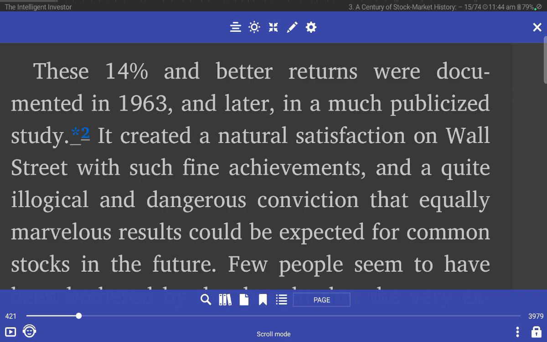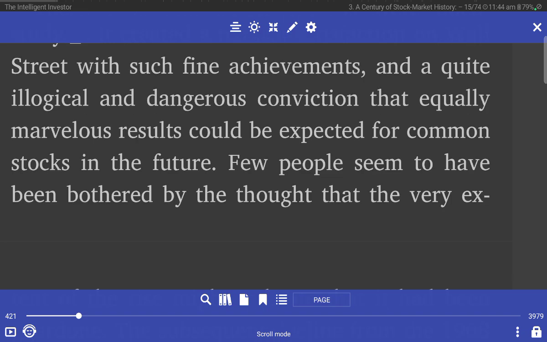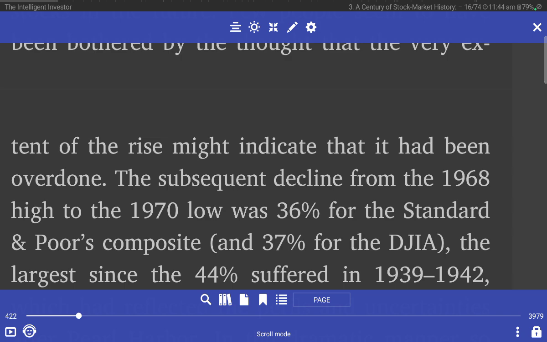It creates a natural satisfaction on Wall Street with such a fine achievement, and a quite illogical and dangerous conviction that equally marvelous results would be accepted for common stocks in the future. Few people seem to have been bothered by the thought that the very extent of the rise might indicate that it had been overdone.